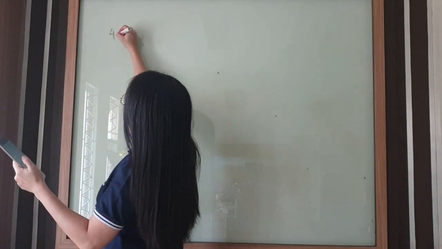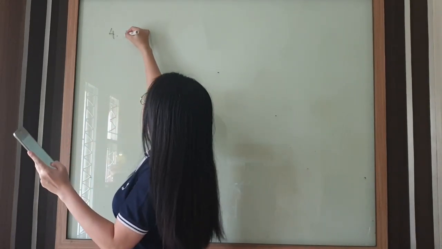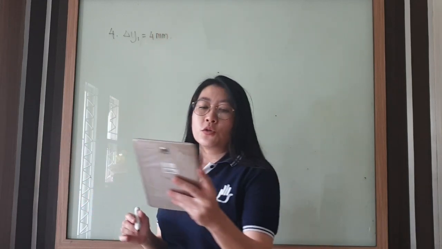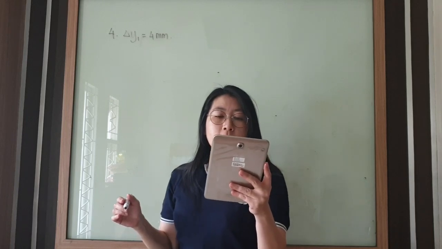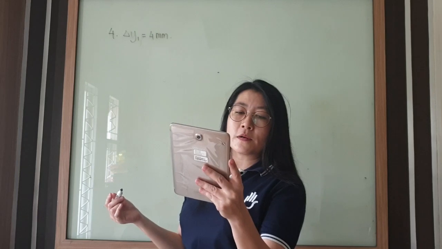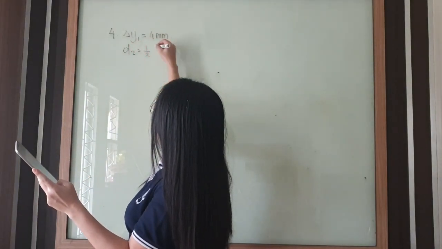Number 4, a double slit interference experiment is set up as shown. Fringes are formed on the screen. The distance between successive bright fringes is found to be 4 millimeters. So that is delta y1, 4 millimeters. 2 changes are then made to the experimental arrangement. The double slit is replaced by another double slit which has half the spacing. So d2 is equal to half d1.